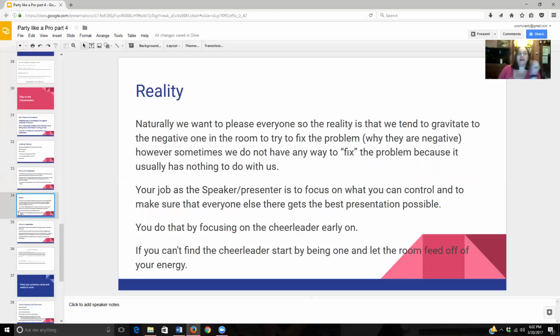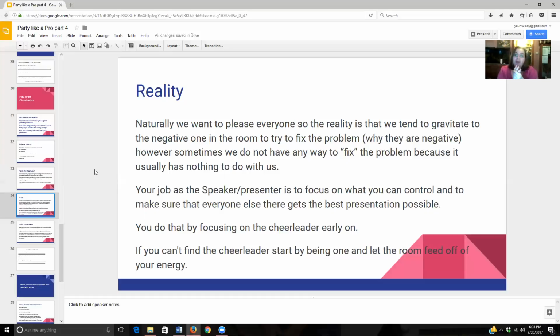So here's the reality. Naturally, we want to please everyone. So the reality of the situation is that we tend to gravitate toward that negative person that's in the room trying to fix the problem. Why are they negative? How can I fix it? Right? However, sometimes we don't have any way to fix the problem. We don't even know what the problem is. It probably has absolutely nothing to do with us, the products, or even the party. Okay? So your job as the speaker or the presenter is to focus on what you can control and to make sure that everyone else there gets the best possible presentation.